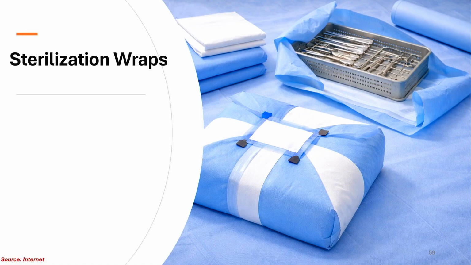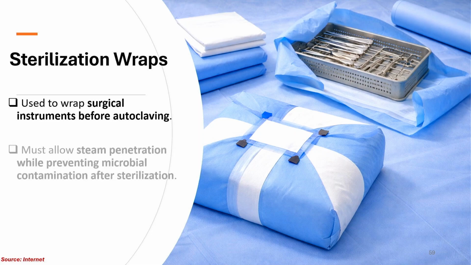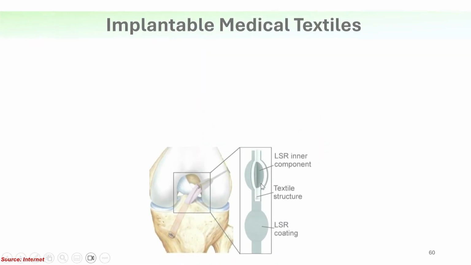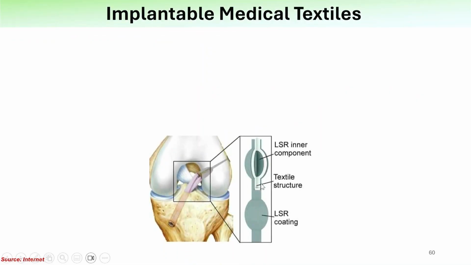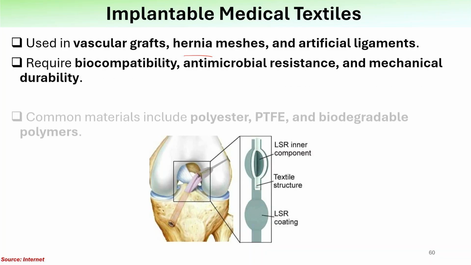Sterilization wraps are used to wrap the surgical instruments before autoclaving. Implantable medical textiles are there, like vascular grafts, different types of hernia mesh, and artificial ligaments. These are also used, and antimicrobial treatment is important here.